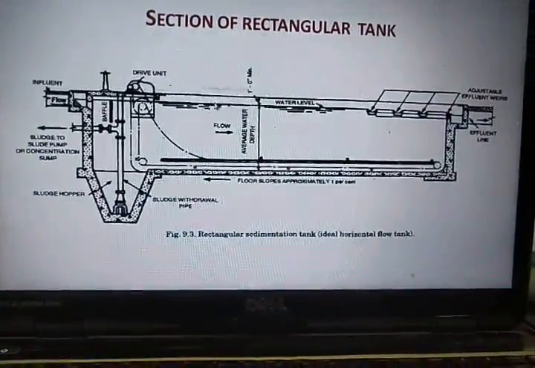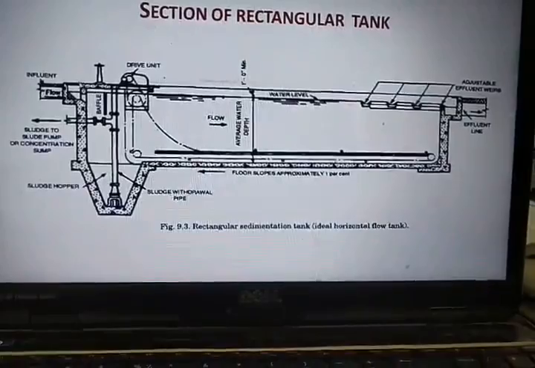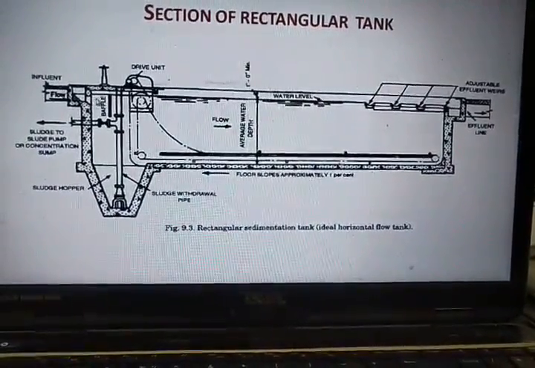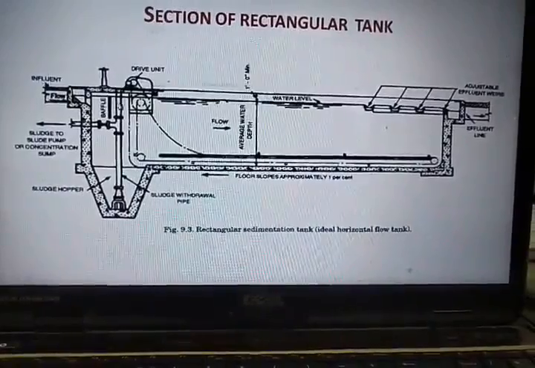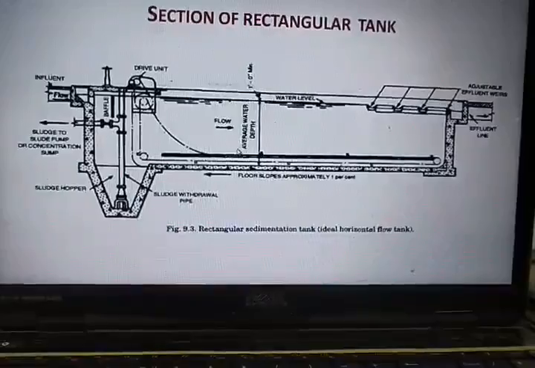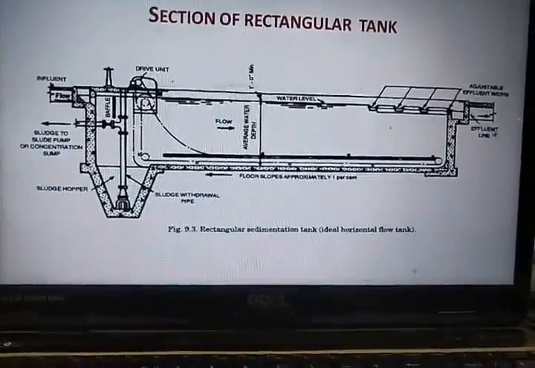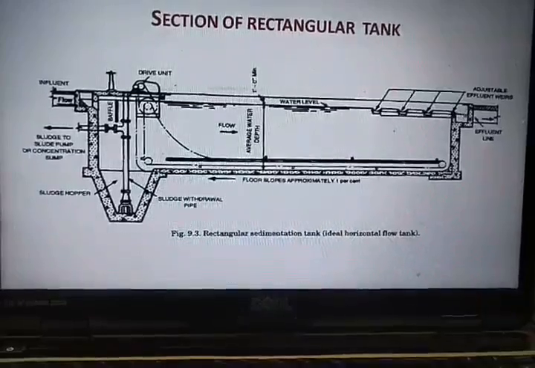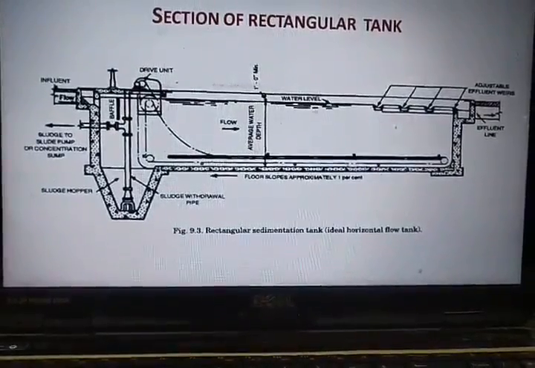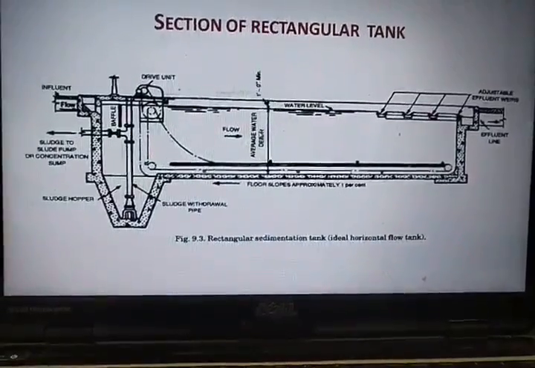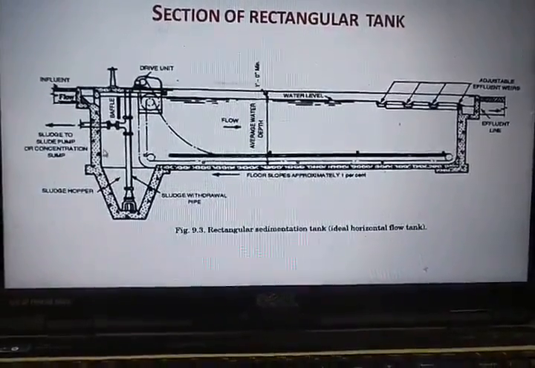This is a section of a rectangular sedimentation tank, wherein you can see all the zones in this tank. This is the inlet zone with a baffle arrangement, and this is the inlet channel from which the water will enter the system. This depth of the water is called the settling zone. This is the outlet arrangement, maybe with an adjustable effluent weir. Water will be clarified in this rectangular sedimentation tank, and to remove the settled sludge we have this sludge pump.